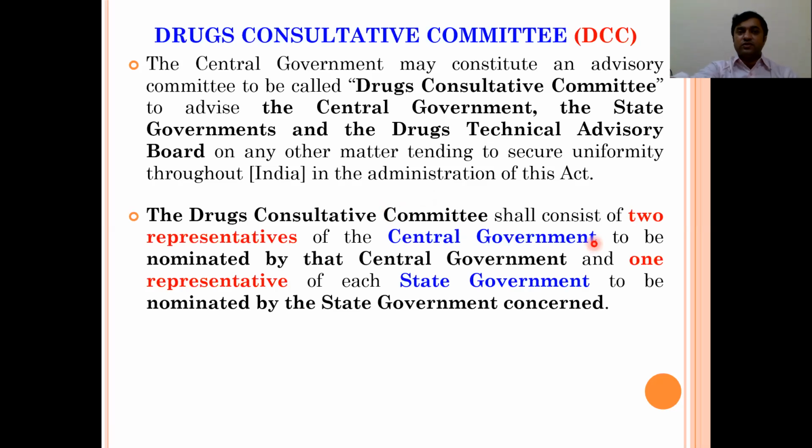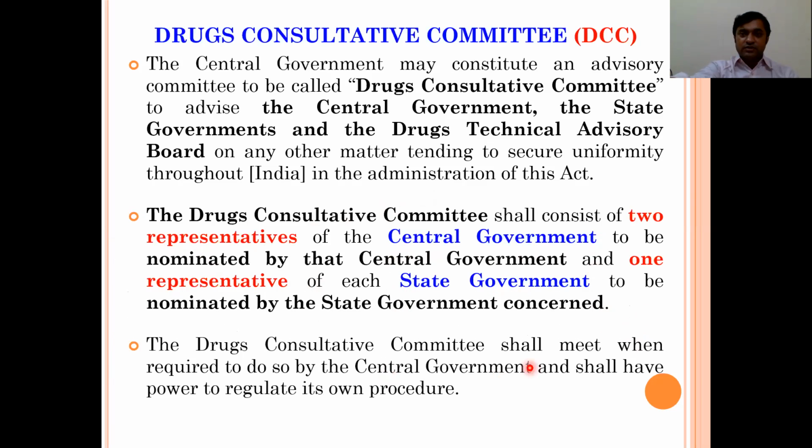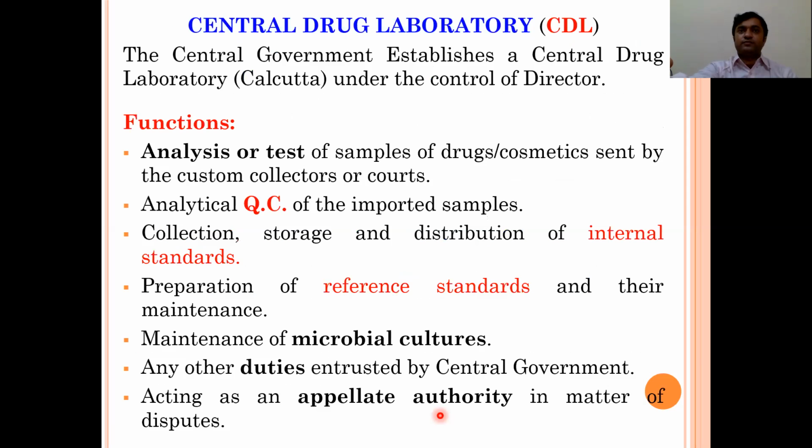This committee shall consist of 2 representatives of the central government to be nominated by the central government, and 1 representative of each state government to be nominated by the state government. The Drug Consultative Committee shall meet as and when required to do so by the central government, and shall have power to regulate its own procedures. So whenever there are breaches or problems, they shall meet as and when required.